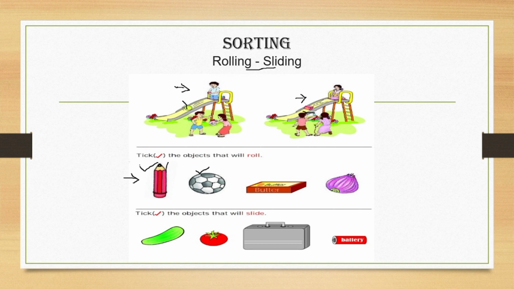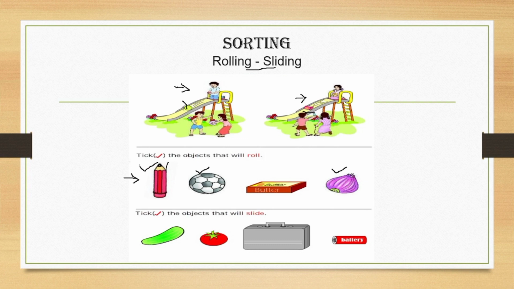And the third image is a butter, right? It's a butter packet. Try to roll it. Try to roll some packets. Will it roll? No, it will only slide because butter packet has a flat side, not a curved side. So the butter packet will slide. It will not roll. The next one is an onion. Onion will also roll as it has a curved surface or circular shape. It's in a circular shape, so it will roll.